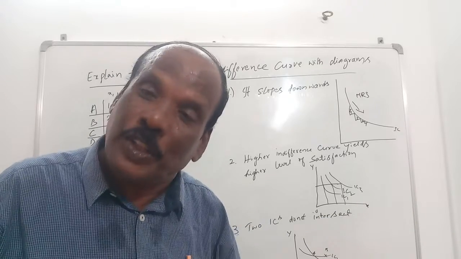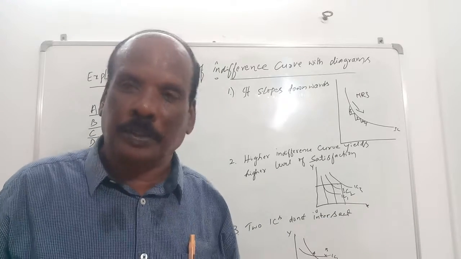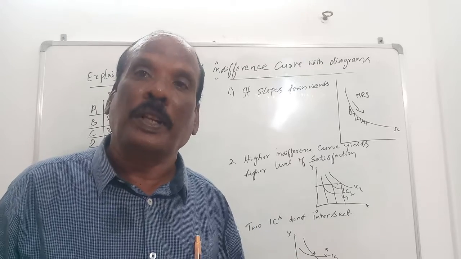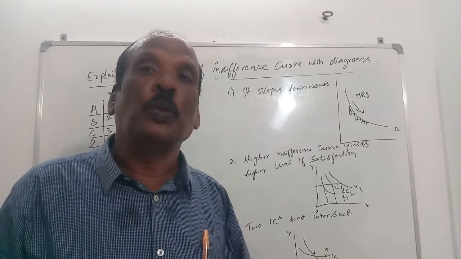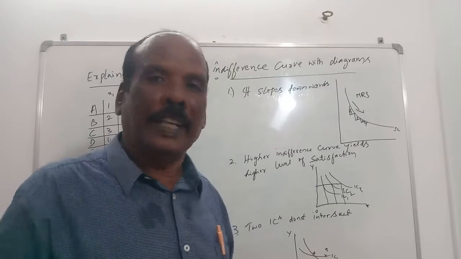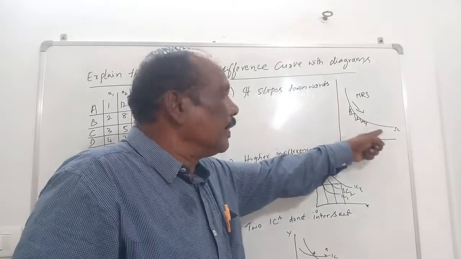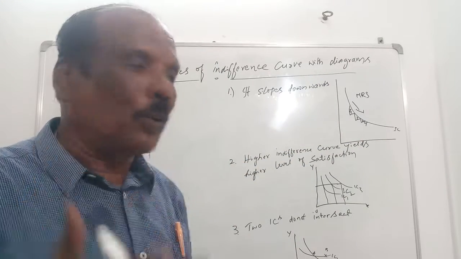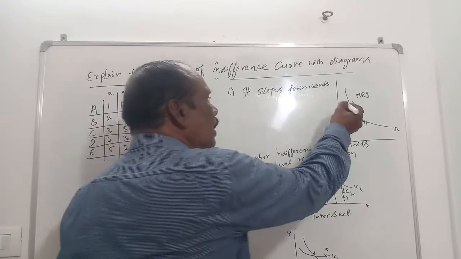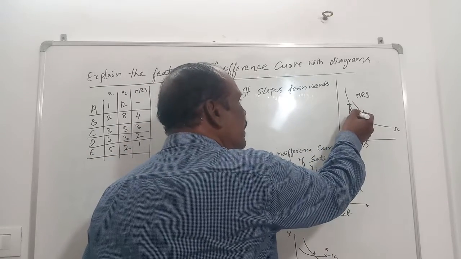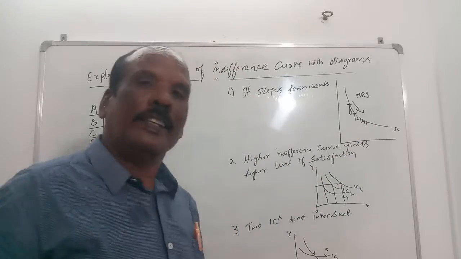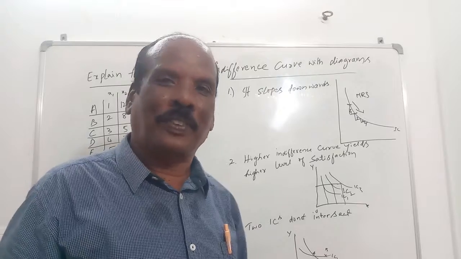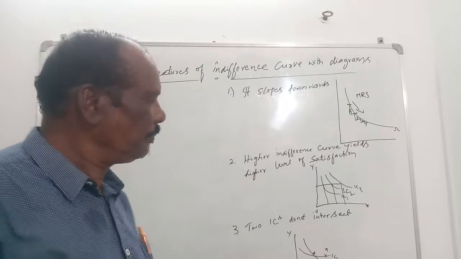It is the rate at which the substitution goes on diminishing. That means when you substitute one commodity for the other commodity, you have to forego the other commodity. That's why the indifference curve is downward sloping. So here you see all these combinations, A, B, C, D, E, yield the same level of satisfaction. And that is why it is called indifference curve. Okay, coming to the second one.